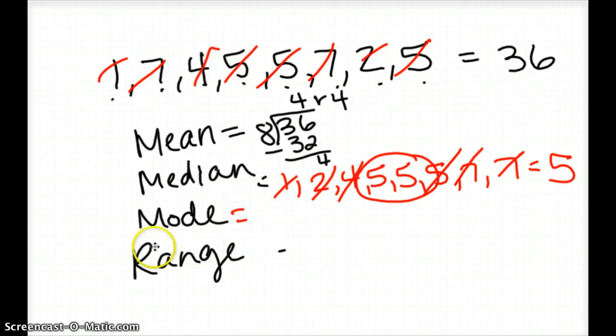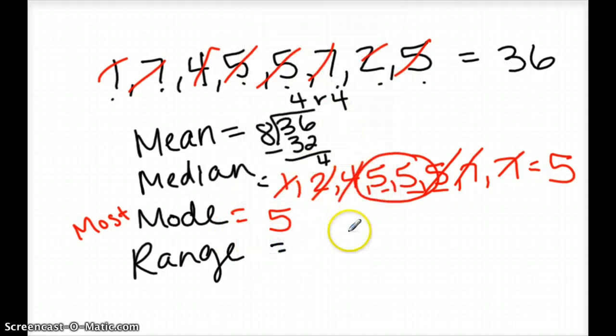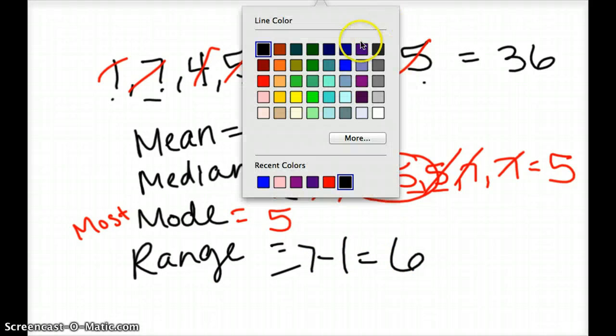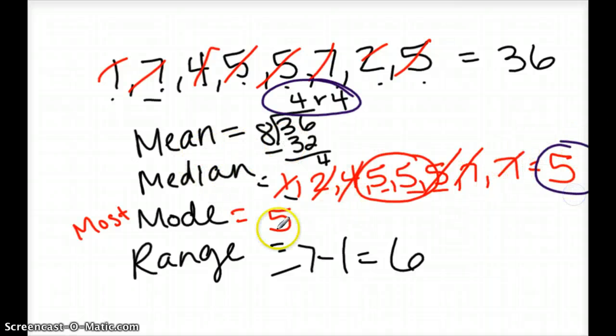Mode is the number that appears the most. That number is also 5. And to find my range, I subtract the highest number, which would be 7, minus the lowest number, which is 1, and I get 6. So my mean is 4 remainder 4. My median is 5, my mode is 5, and my range is 6.